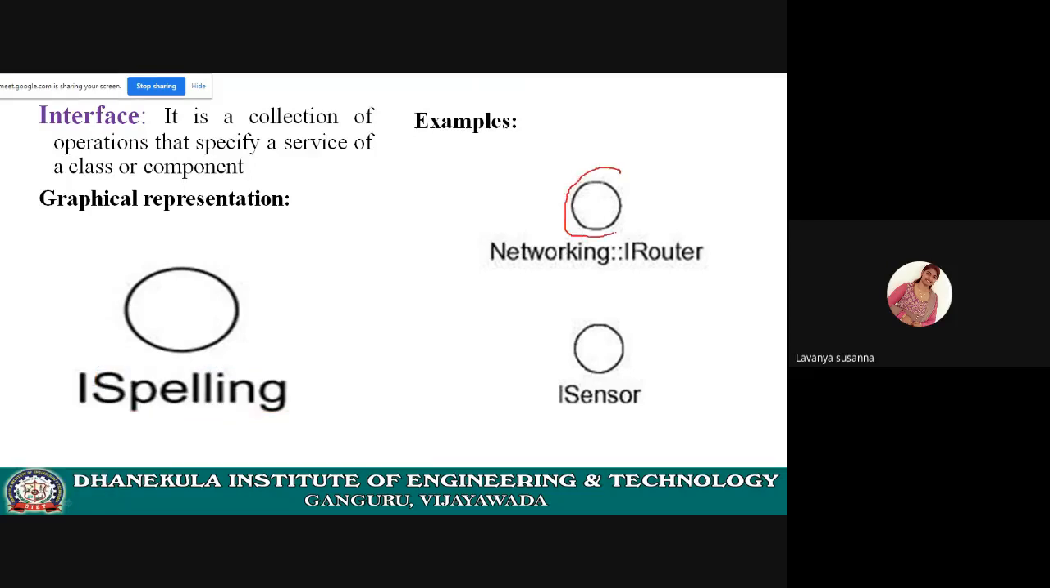This circle represents an interface, a networking interface. Name is router. Here you need to draw some vertical line like this. Here see another interface, sensor. You need to draw a vertical line like this, and write down the interface name. What is the interface name here? Sensor. Here interface represents a collection of operations only, that's all. It represents some behavior. Once again, see how to represent it graphically.